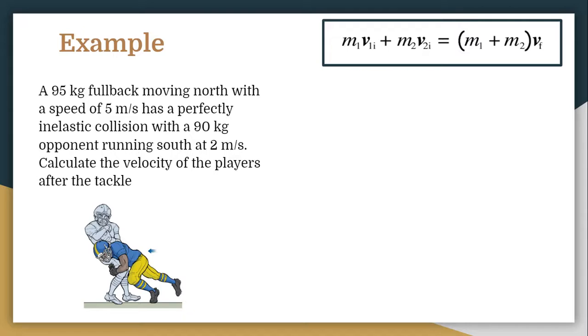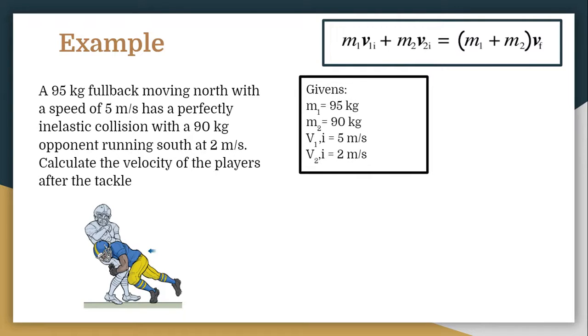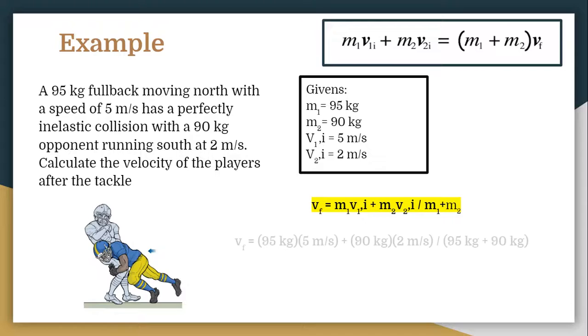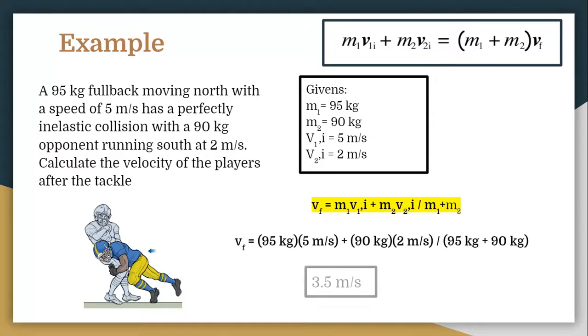But before we do that, let's look at our givens. Mass 1 equals 95 kilograms, mass 2 equals 90 kilograms, V1 equals 5 meters per second, and V2 equals 2 meters per second. After you rearrange your equation, it should look something like this in order to calculate the final velocity. Then you plug in your numbers to read 95 kilograms times 5 meters per second plus 90 kilograms times 2 meters per second divided by 95 plus 90. After plugging all this into your calculator, you should get a final velocity of 3.5 meters per second.